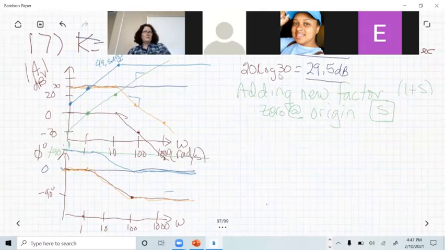Most transfer functions you see in the real world are generally simpler. They only have a couple of poles and zeros. So they're not really hard to plot.